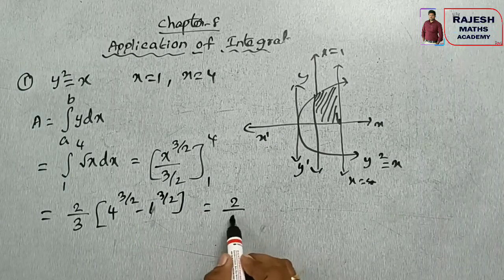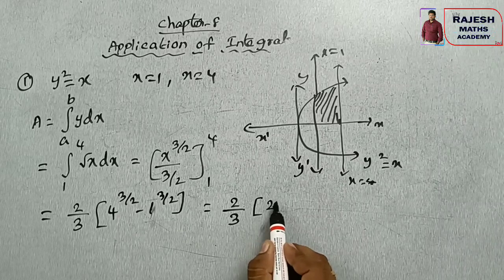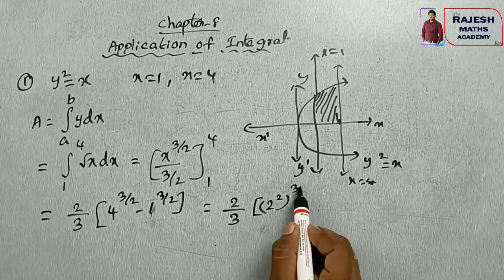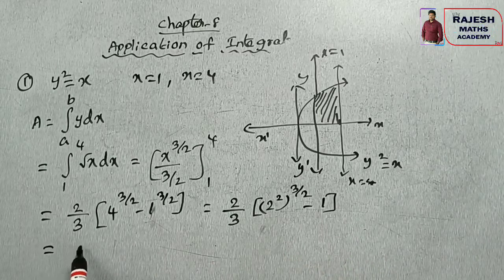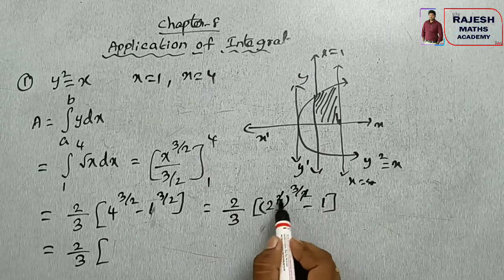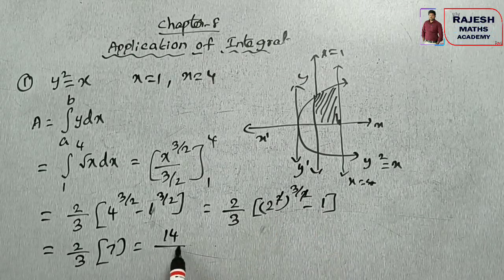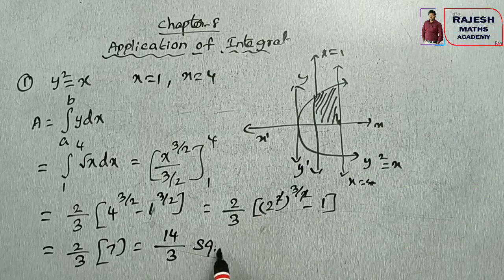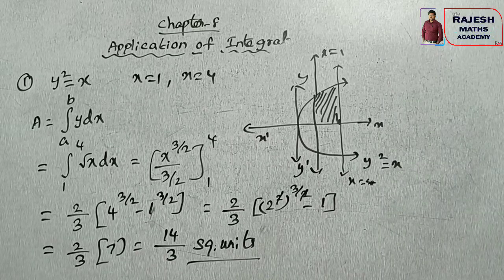So that is 2 by 3 into 4 power 3 by 2, nothing but 2 square power 3 by 2, minus 1. So this will be simplified as 2 by 3 into, this square and root cancel, 2 cube is 8, 8 minus 1, 7 will come. So what is the answer? 14 by 3. It is area, so we have to mention the unit also. 14 by 3 square units.